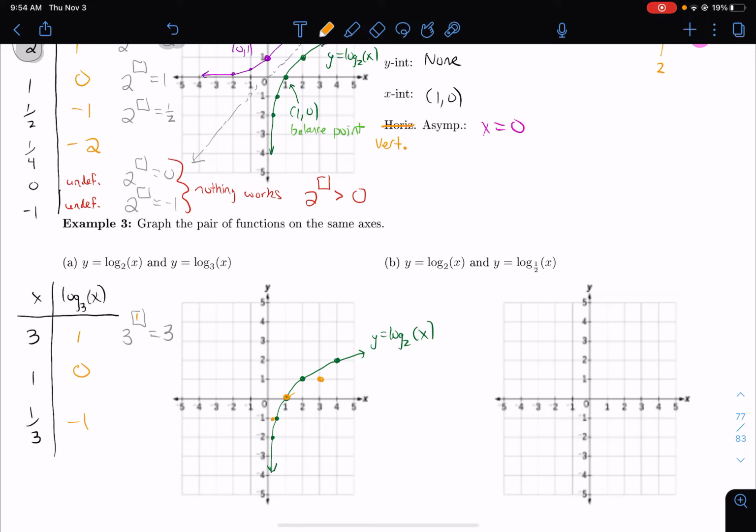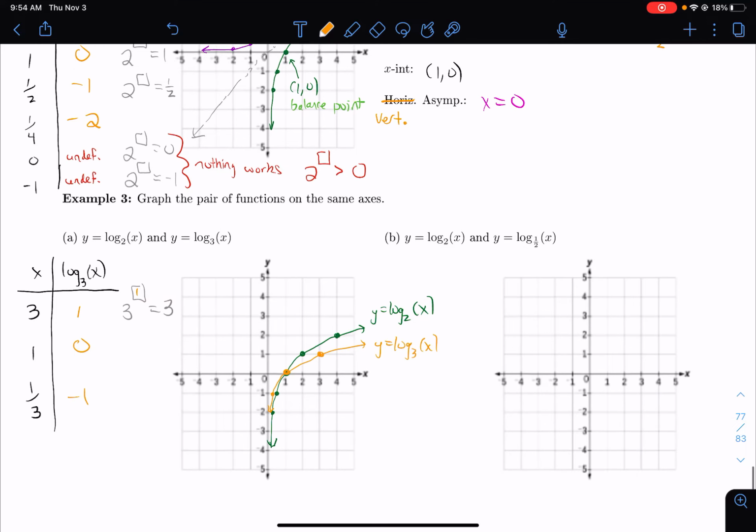So if I connect these, on this side of the balance point, it's going below the graph of log base 2 of x. And then on the other side of the balance point, it is above the graph of y equals log base 2 of x. So that's my graph of y equals log base 3 of x, and how it compares to log base 2 of x. Okay, awesome. All right, so I want to do one more of these.